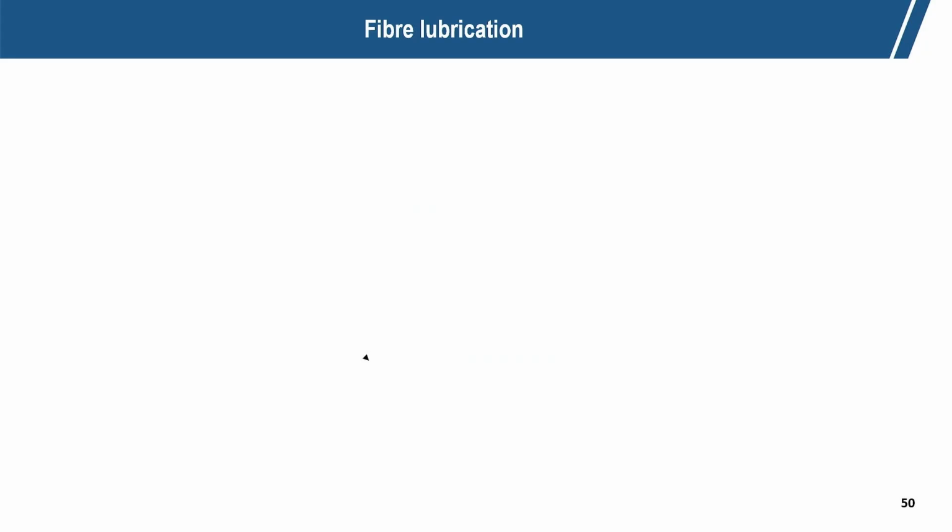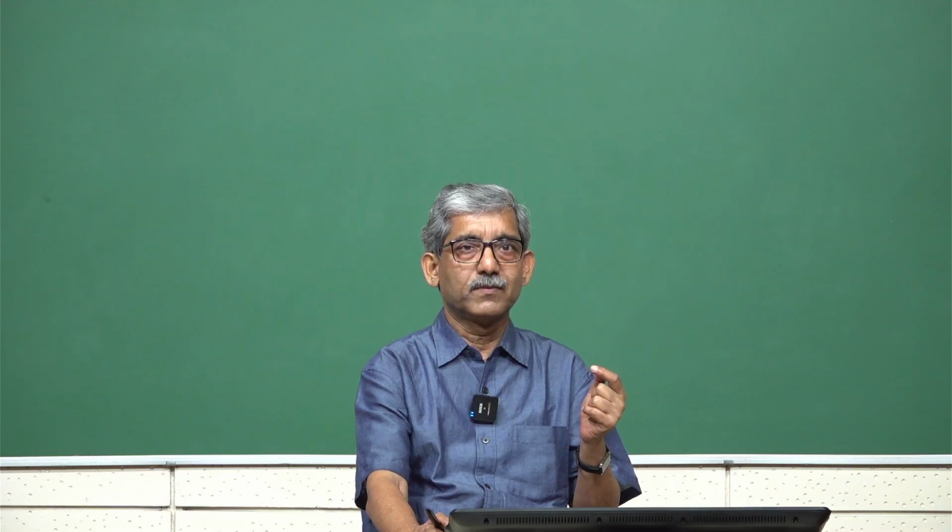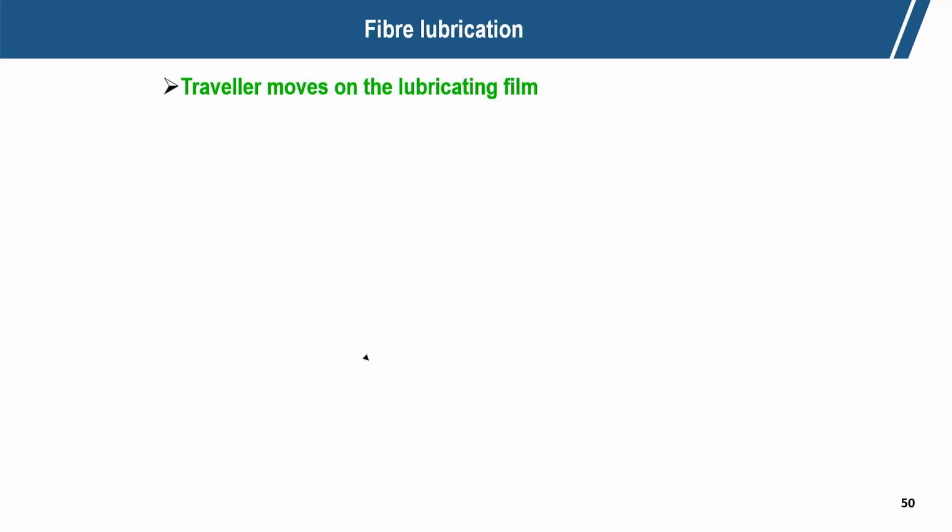And as we have discussed, we have mentioned fiber lubrication. So, natural fiber lubrication should be there. The traveler moves on a lubricating film. If it moved directly on the ring surface, high friction would be there. So, there must be some lubricating film, and this lubricating film is generated from the fiber lubrication. Wax and cellulose dust are the lubricating materials.